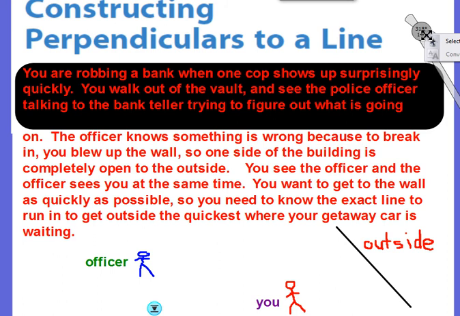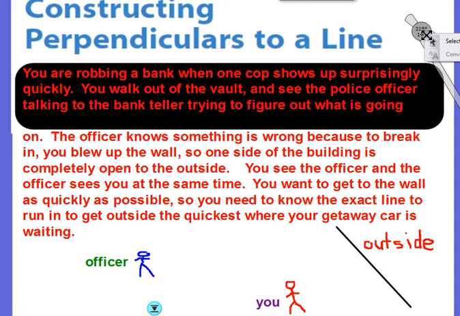The officer knew something was wrong because to get in, this was a high security bank, you had to blow up an entire side of the wall. So one side of the building is completely open. The officer sees you. You have a little quick stare down. You want to get to the wall as quickly as possible. The only way to survive is to get there as quickly as possible, because the officer, knowing he can't run you down, is going to pull out his gun and see if he can slow you down. Maybe shooting you in the leg or something.